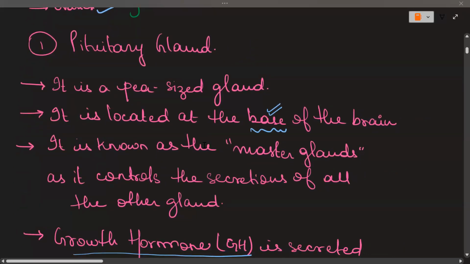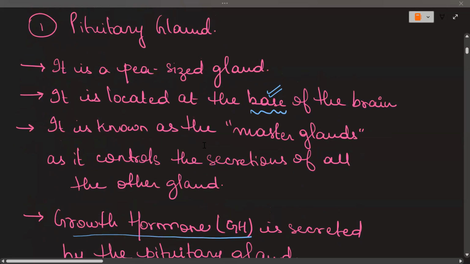Now, talking about the pituitary gland. It is a pea-sized gland. The size is pea size. And where is it located? It is located at the base of the brain. Okay. Now, always remember this one thing. It is very fascinating to me also that the pituitary gland is known as the master gland.